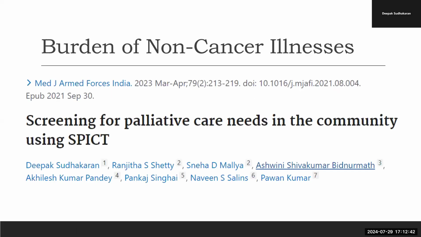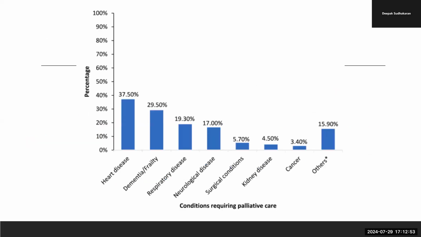So the burden of non-cancer illnesses is a lot. There have been studies in India as well, in which it is shown that if you look at this graph, can you see where cancer lies? It is the second last over here. The highest requirement of palliative care in non-cancer illnesses is for heart disease, followed by dementia, frailty, respiratory diseases, neurological diseases, surgical conditions, kidney disorders, and then comes cancer.